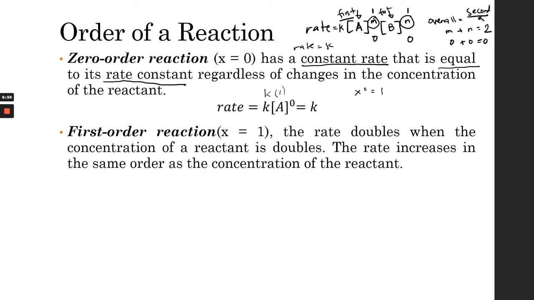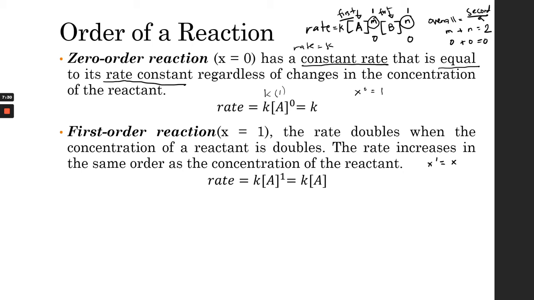First order reaction, the rate doubles when the concentration of a reactant doubles. So ibig sabihin, there's a direct proportion between the rate and the concentration of your reactant. Okay, what that means is the rate increases in the same order as the concentration of reactants. So let's go back here. This is your rate law. Rate is equals to some constant k multiplied by a molar concentration of your reactant raised to 1. Any number raised to 1 is equals to that number.